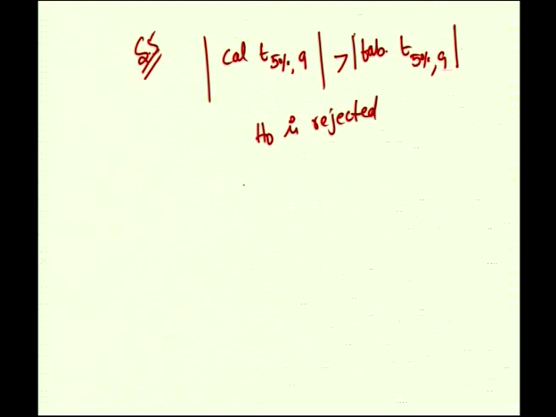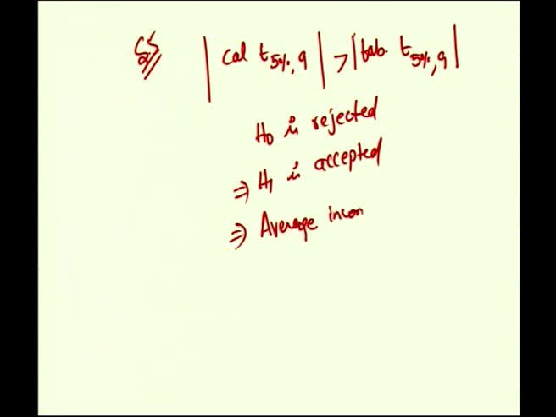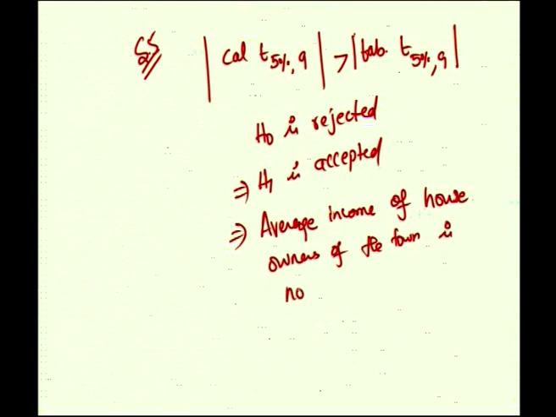When H naught is rejected, H1 is accepted, in the sense that the average income of house owners, whole house owners of the town is not 5,500. This is the conclusion we draw from this problem.